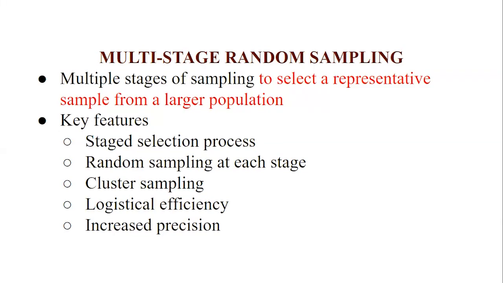This multi-stage sampling is useful for large and geographically dispersed populations. It is very much logistically efficient, making it more feasible and cost effective to conduct surveys or studies. And this multi-stage random sampling also helps in reducing the complexities of data collection, as we are dividing the sample into different stages. Another key feature is increased precision.